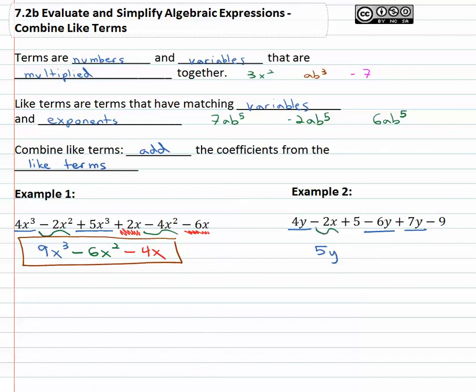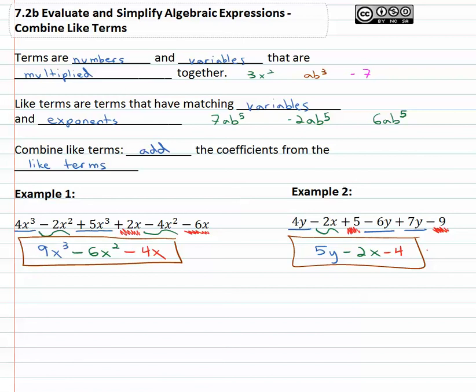What about the x's? Negative 2x. There's no like terms, so we'll just bring it down. We still have these negative 2x's. Finally, plus 5 has no variables. That's like the negative 9, which also has no variables. And so 5 minus 9 is negative 4, giving us our final answer, 5y minus 2x minus 4.